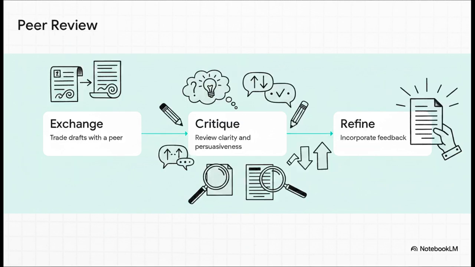Because writing in a vacuum is pretty dangerous, your next exercise is a peer review. Go ahead and exchange your draft with a colleague or a fellow learner. Have them actively critique it for clarity, persuasiveness, and completeness. Ask them, did they understand your budget? Were they emotionally moved by your statement of need? Then incorporate that constructive critique to really refine your proposal. Getting feedback is literally one of the most powerful tools you have for elevating your persuasiveness.